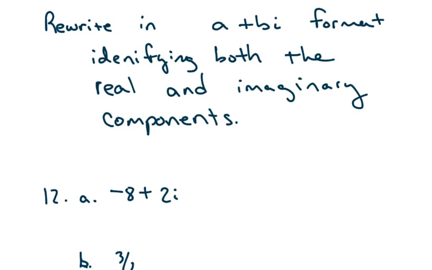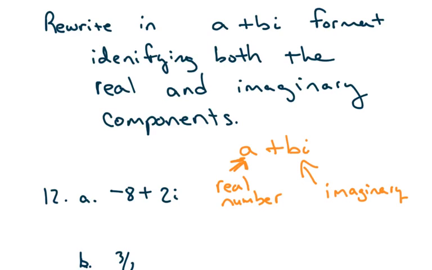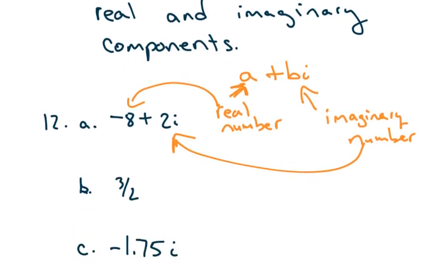This question is asking us to rewrite in a plus bi format, identifying both real and imaginary components. So when we say a plus bi, all this means is that this is the real number. So these are the numbers that we're used to. These are the numbers you've been playing with most of your life. And then we've introduced what's called the imaginary component. This is the imaginary number because it has an i attached to it. So the real number would be negative 8 for the first one, and the imaginary would be 2i.